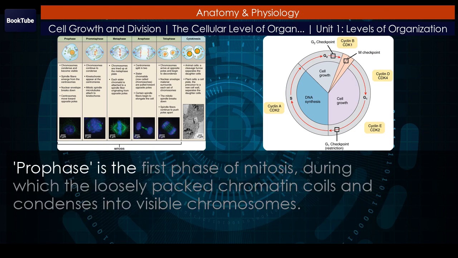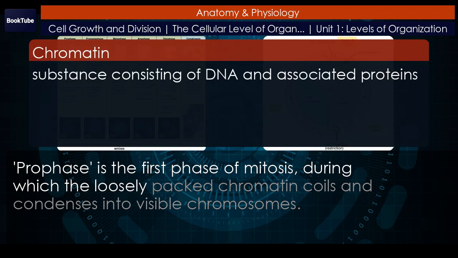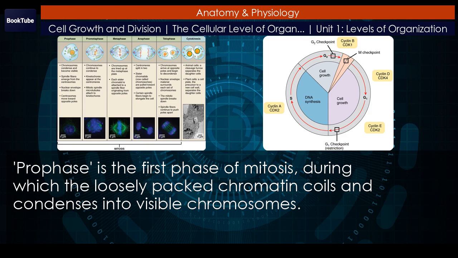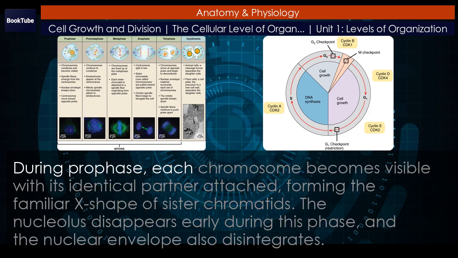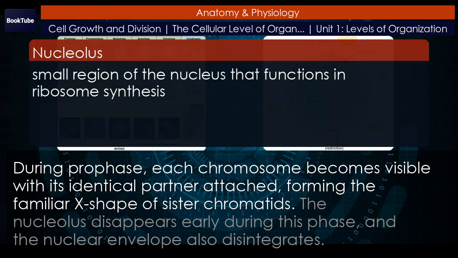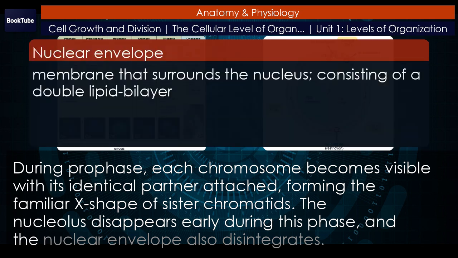Prophase is the first phase of mitosis, during which the loosely packed chromatin coils and condenses into visible chromosomes. During prophase, each chromosome becomes visible with its identical partner attached, forming the familiar X shape of sister chromatids. The nucleolus disappears early during this phase, and the nuclear envelope also disintegrates.